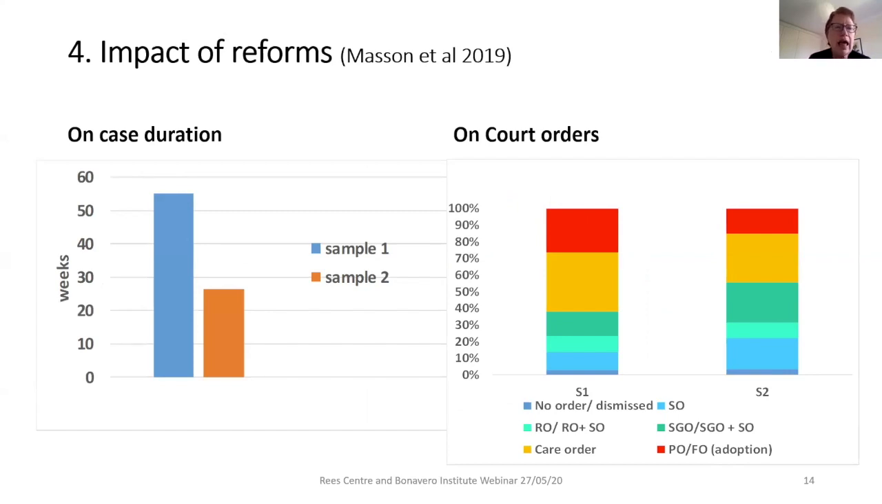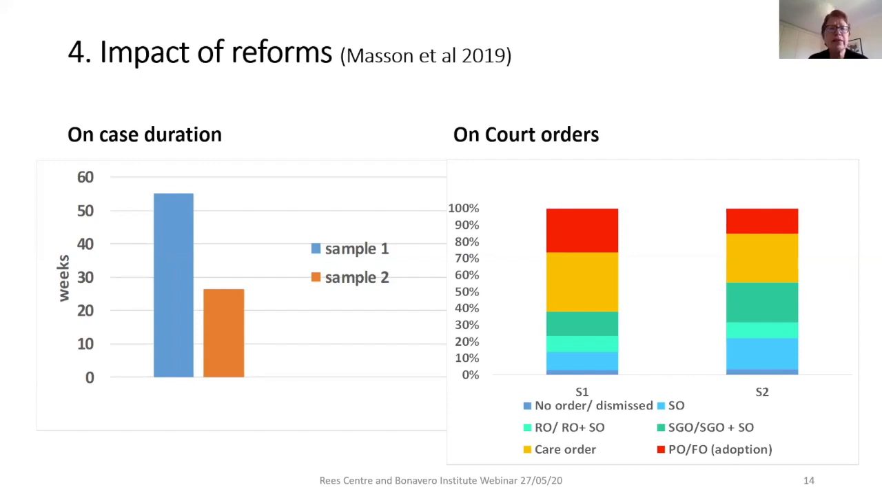The chart on the left compares the first sample and the second sample for the duration of the proceedings. And you can see the proceedings are pretty well halved in duration. Slightly over 26 weeks average for sample 2 and slightly over 52 weeks average for sample 1.